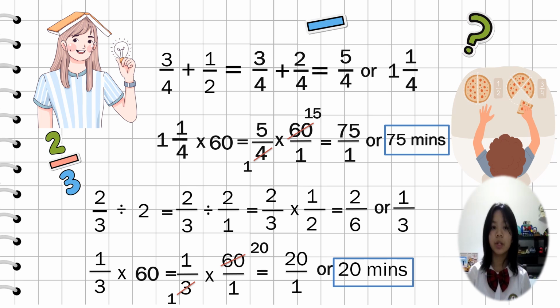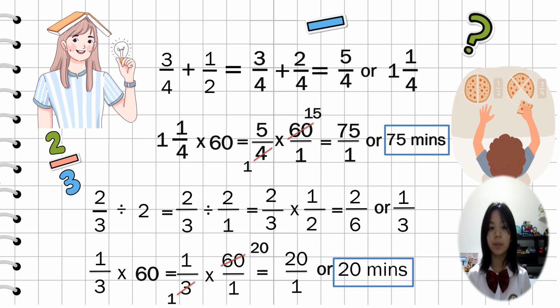Then we change the whole number into a fraction by using 1 as its denominator. Our equation will then be 5/4 times 60/1. We will simplify our fraction. 60 and 4 can be divisible by 4, so we both divide them by 4. 60 will become 15 and 4 will become 1.